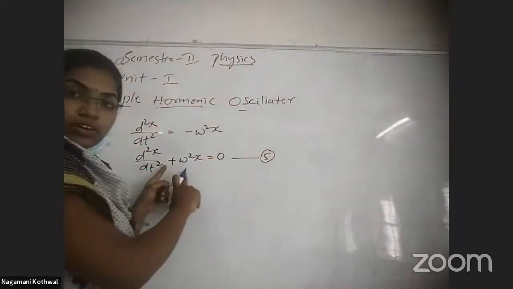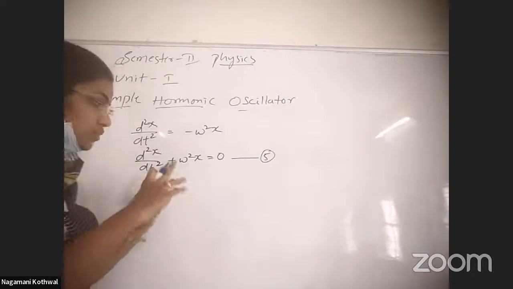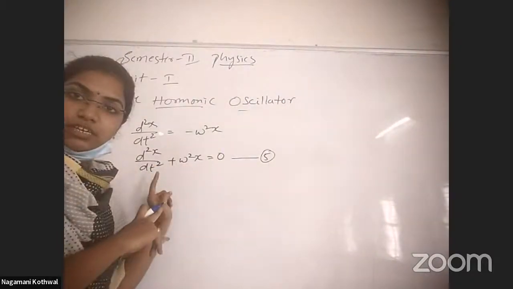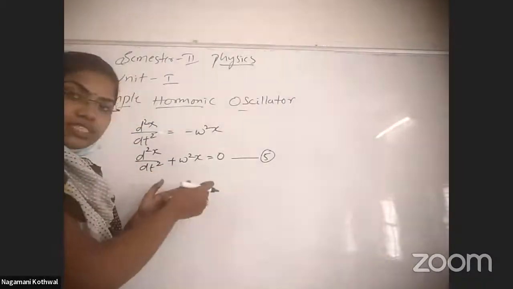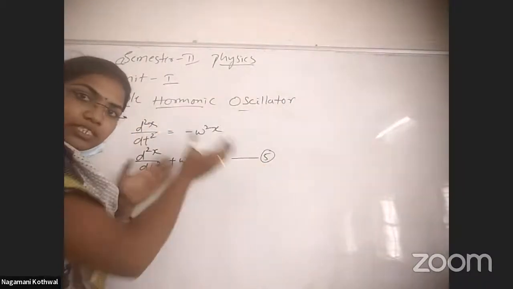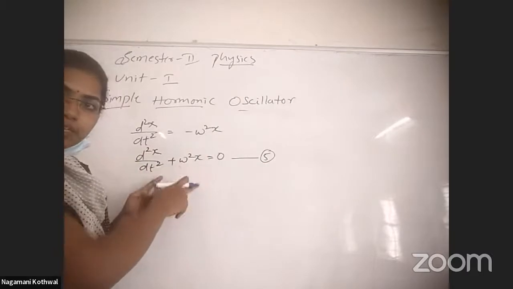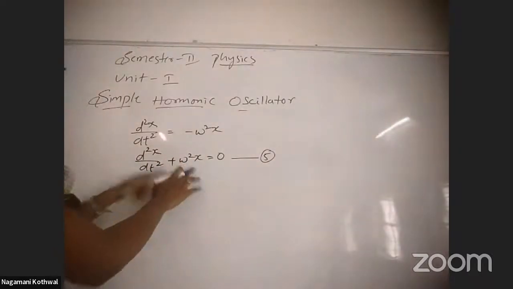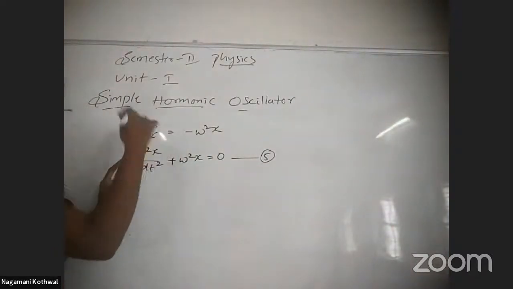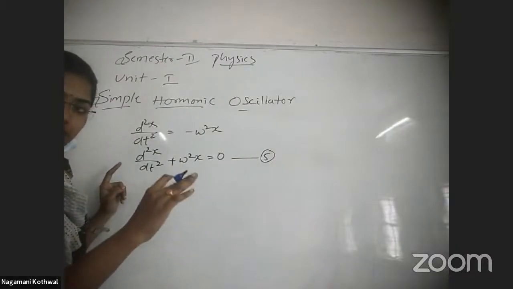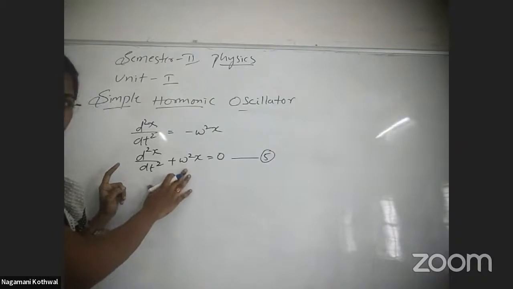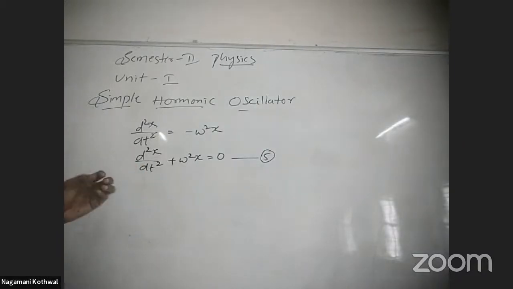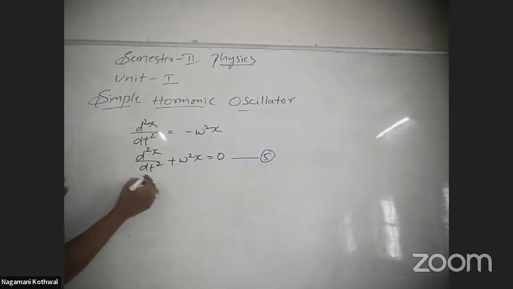See, this is a second order differential equation. You cannot solve a second order differential equation directly. In mathematics you may have some idea: you take something as a constant, differentiate that term and substitute in this. The same thing we are going to do here. You can solve it in mathematics, but it's not possible directly in physics. So what you have to do is take an assumption.